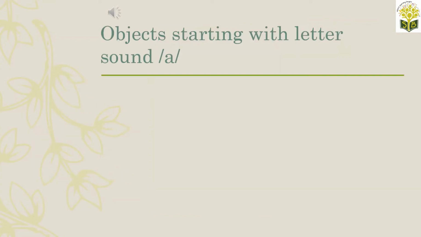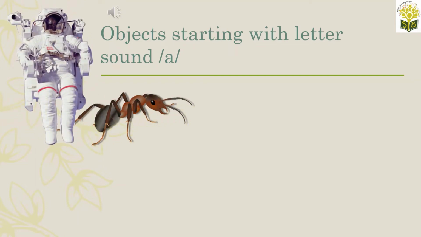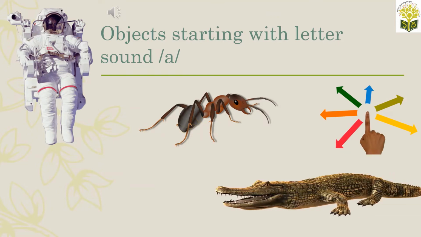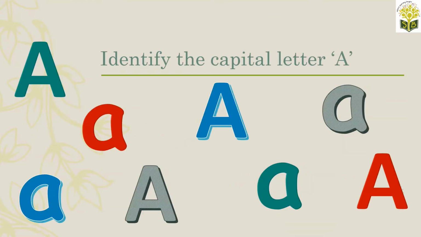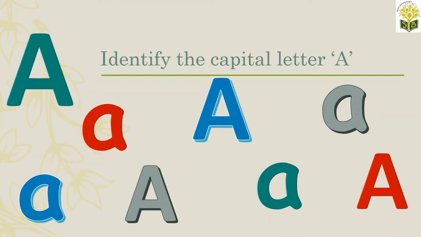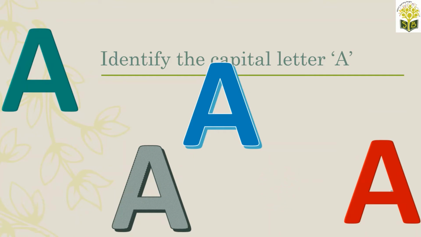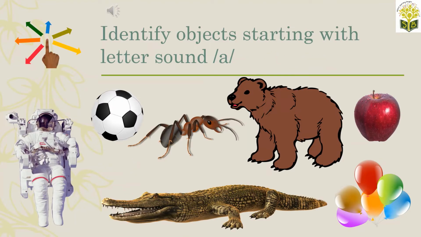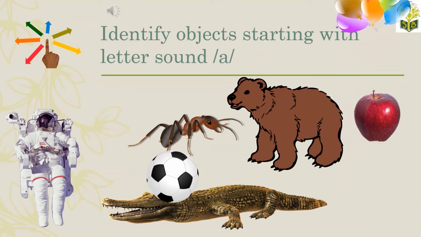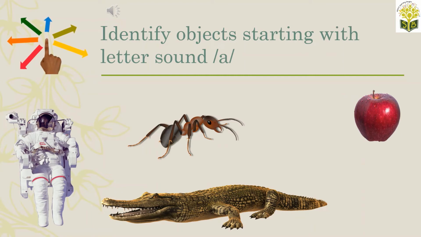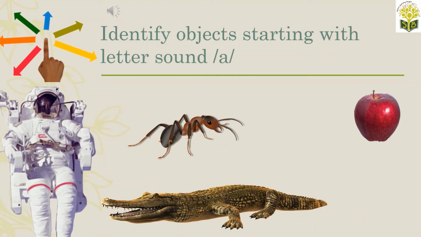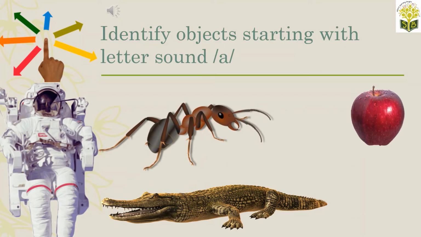Some of the objects starting with letter sound A are astronaut, ant, arrows, alligator, apple. Identify the capital letter A. These are the capital letter A. Identify objects starting with letter sound A. Arrows, astronaut, ant, apple, alligator.